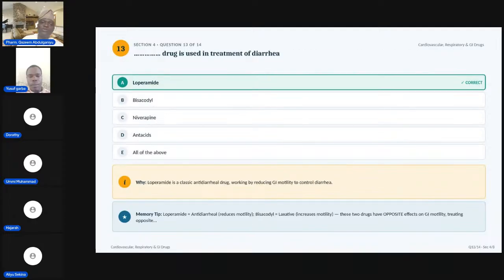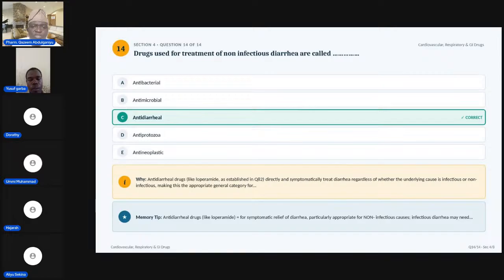Which drug is used in treatment of diarrhea? So I mentioned this before. You are now seeing it again. Bisacodyl will rather cause diarrhea because it is used in constipation, but it will not be used to treat diarrhea. So loperamide is what can be used. And then drugs used for treatment of non-infectious diarrhea are called anti-diarrhea. So you already know that this is not because of a bacteria. You just use anti-diarrhea. Simple.